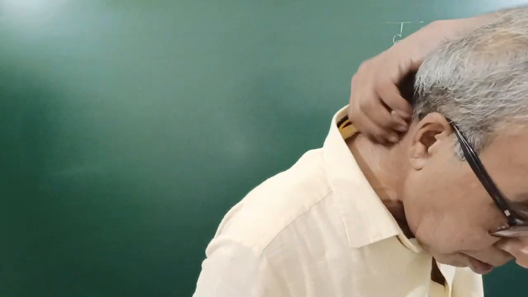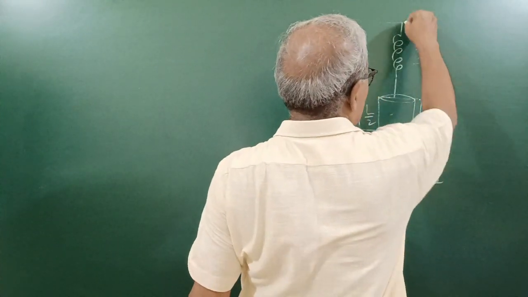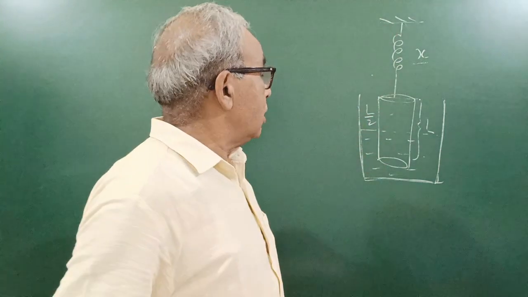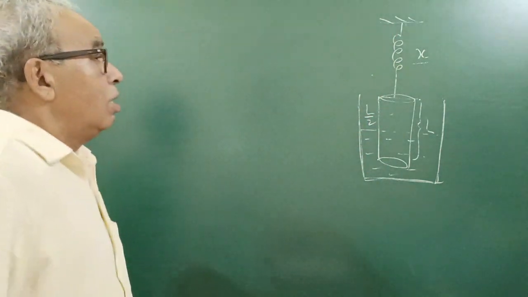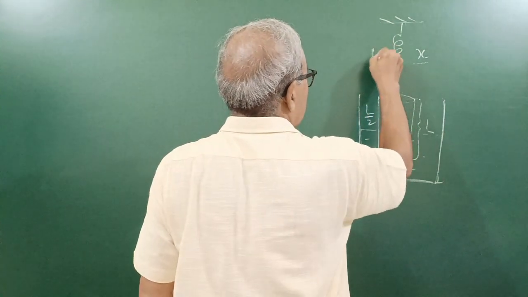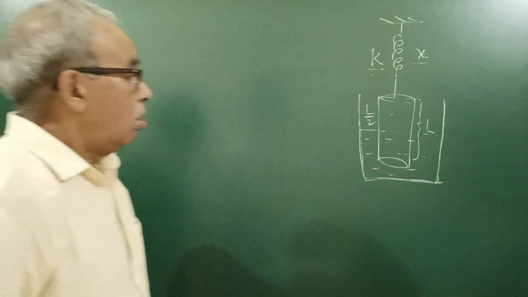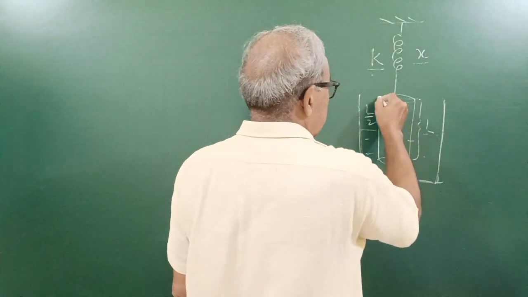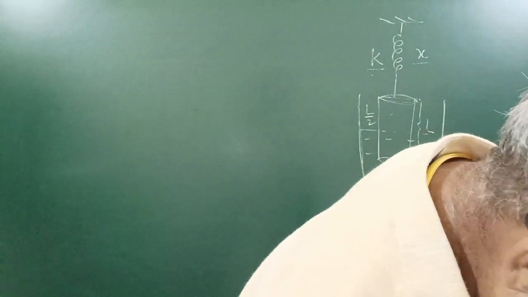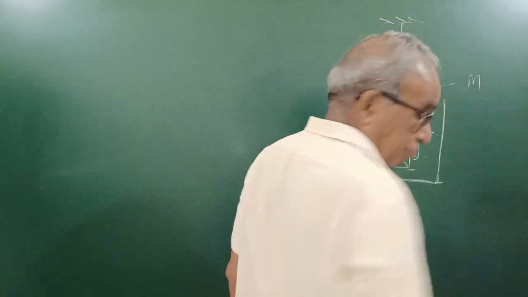the extension in the spring. इसका जो एक्सटेंशन होगा, how much will be the elongation in the spring? K is the spring constant, and this cylinder here of length L, mass M दिया हुआ है, mass of this is capital M.